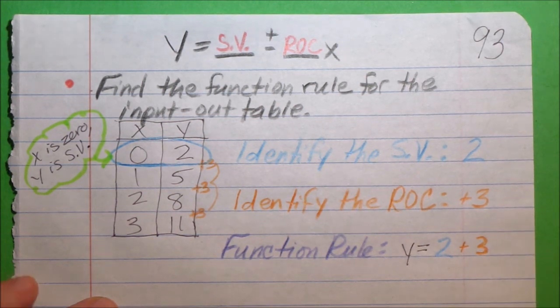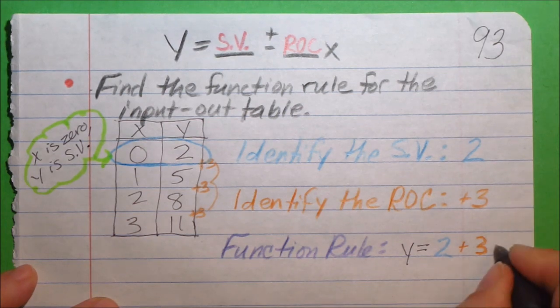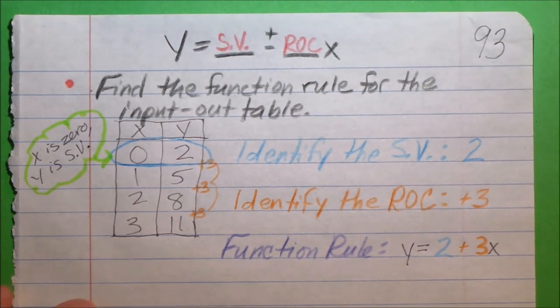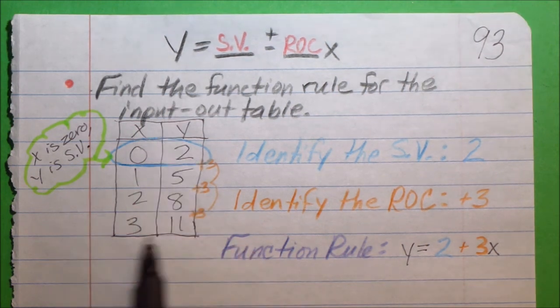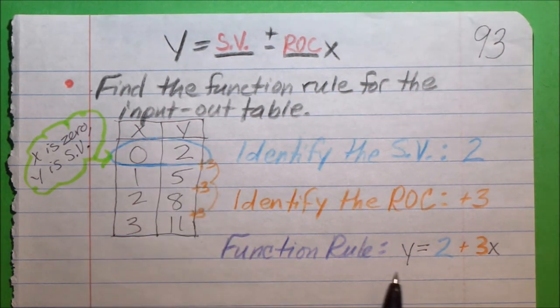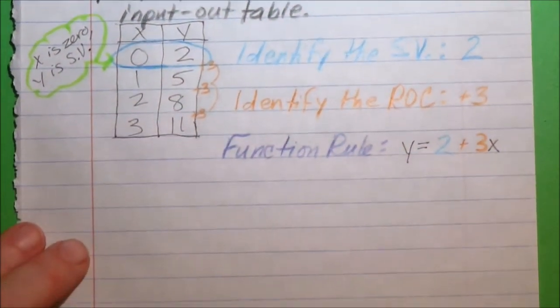And students often forget this last part, so I like to say it over and over again. How do we end our function rule? We end our function rule with x every time. Don't leave that off, all right? So for this input-output table, the function rule is y equals 2 plus 3x, okay? All right, so here's the next one we're going to do.